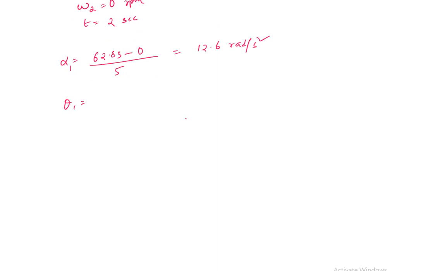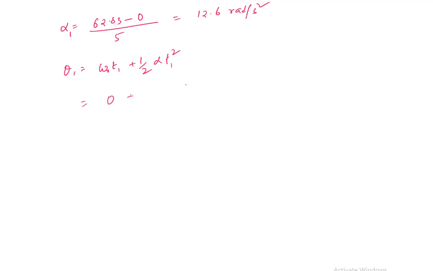Theta 1 is omega naught t plus half alpha t squared. Omega naught, the initial velocity, was 0, plus half alpha 1, which we just found, 12.6, times t squared. t is 5, squared. So that comes to 157.5 radians.